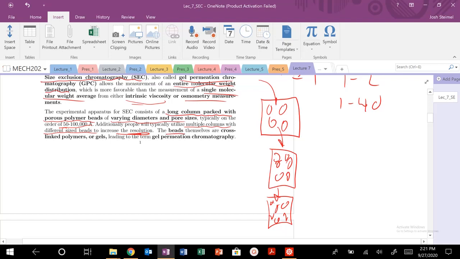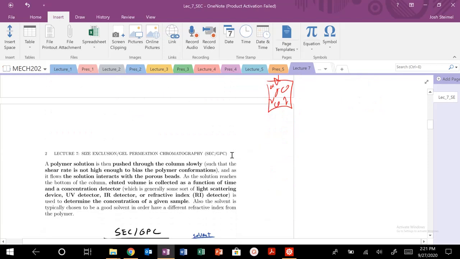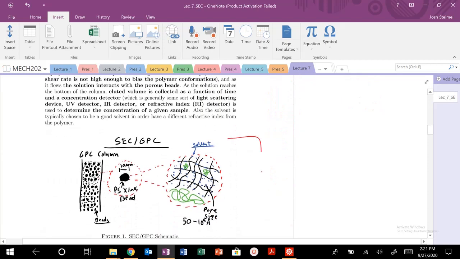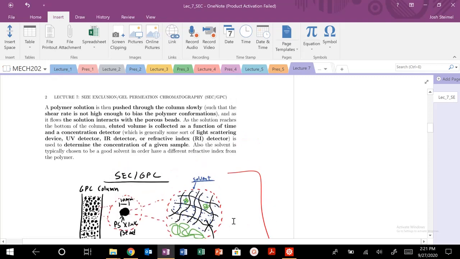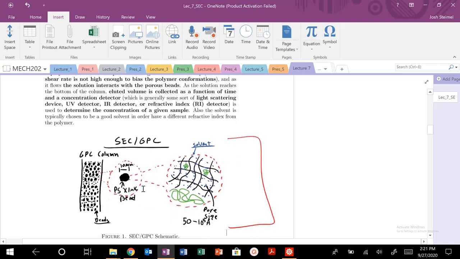So the beads are cross-linked polymer gels, hence GPC, gel permeation chromatography. And this is the example of what we're talking about here. So we have our GPC column with porous beads. You can see it on this scale: these black dots are beads of different sizes, and they're cross-linked. The pore sizes vary quite significantly, from 50 to 10 to the 5. So you're talking about 4 orders of magnitude in terms of the sizes of these cross-links.